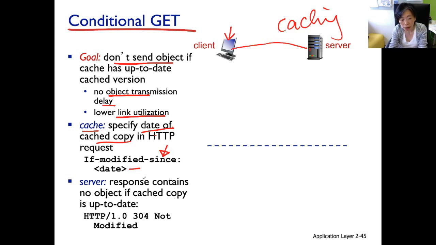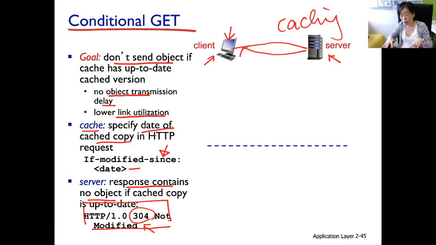And then at the server side, the response will contain no object if the cache copy is actually the most up-to-date, meaning if the copy at the server has not been changed after the date, then there's really no need to send it again back to the client, because the copy right here is already the latest. So in that case, a special HTTP response message is going to be sent, and the status line is going to read like this: 304 Not Modified. And the body of the HTTP response message is going to be empty. So no need to send the object.